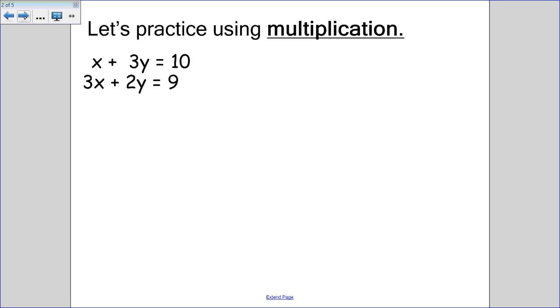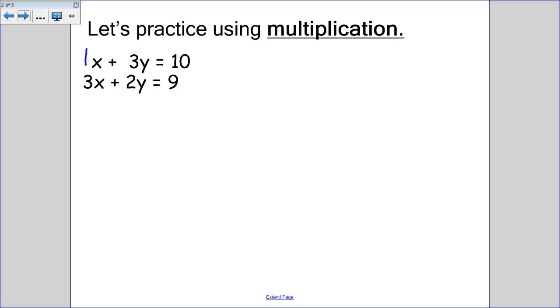I have a system of equations here. Our first one is x plus 3y equals 10, and our second one is 3x plus 2y equals 9. In this system, if I look at the coefficients of my x's, I have a 1 and a 3, which are not the same number, nor are they opposites. And if I look at my y's, I have a 3 and a 2. Same thing, they are not the same number, and they are not opposites.